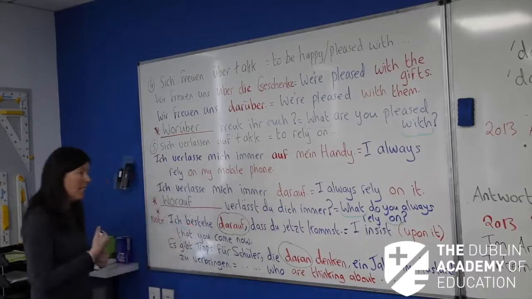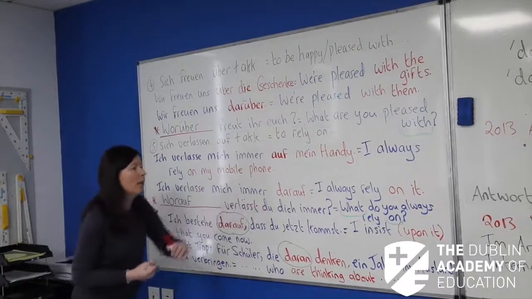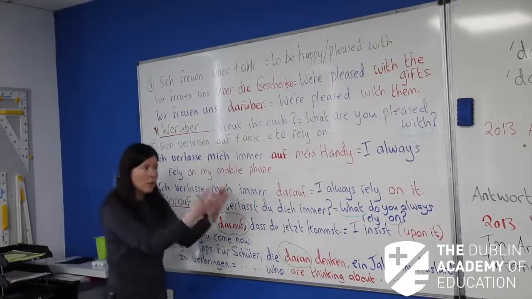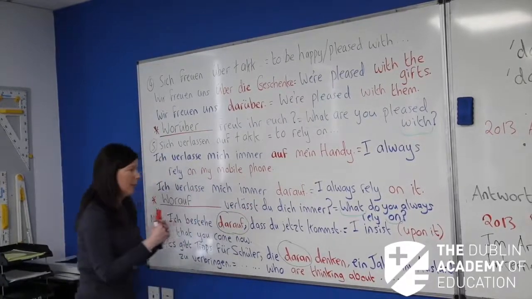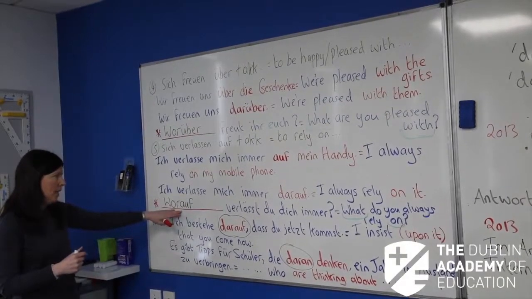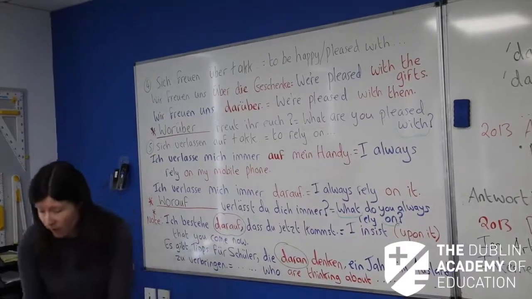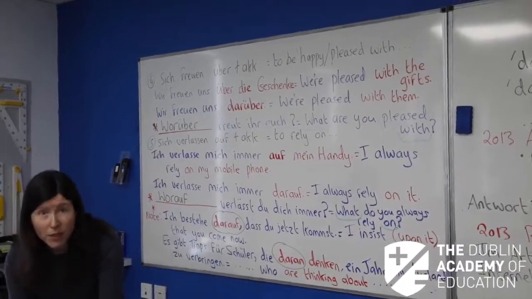It'd be in the Sie form, the formal. So worauf verlässt du dich immer? That could be your pen pal writing to you. What do you always rely on? Something like that. So worauf verlässt du dich immer. Okay. So we're going to do a few more exercises including the wo compound.